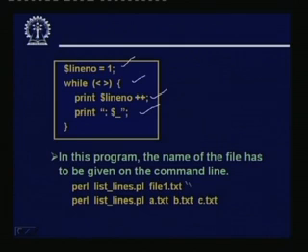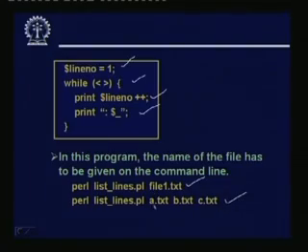Suppose you are running the program as this, then your array argv will be file1 dot text, and within angular bracket argv means contents of file1 dot text, that will be read one line at a time. Similarly, for the next one, the contents of a dot text, b dot text, c dot text, all will be read one after the other. So, this program will display the contents of all the files you have specified in the command line.